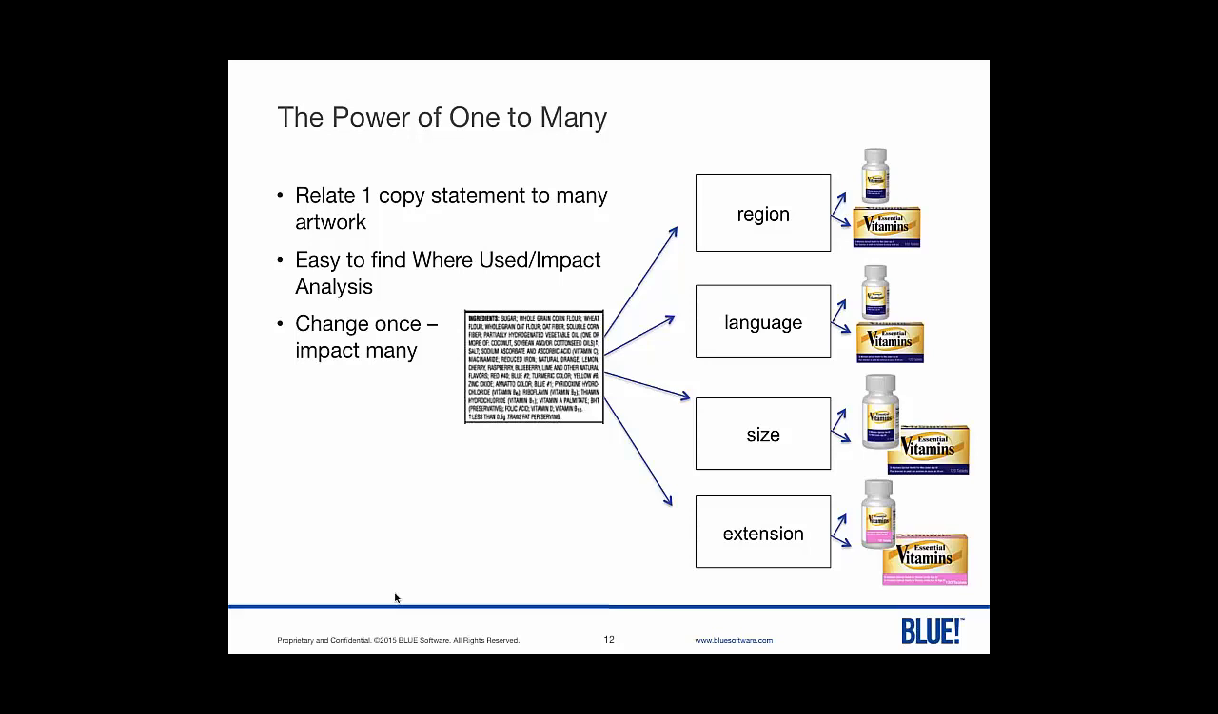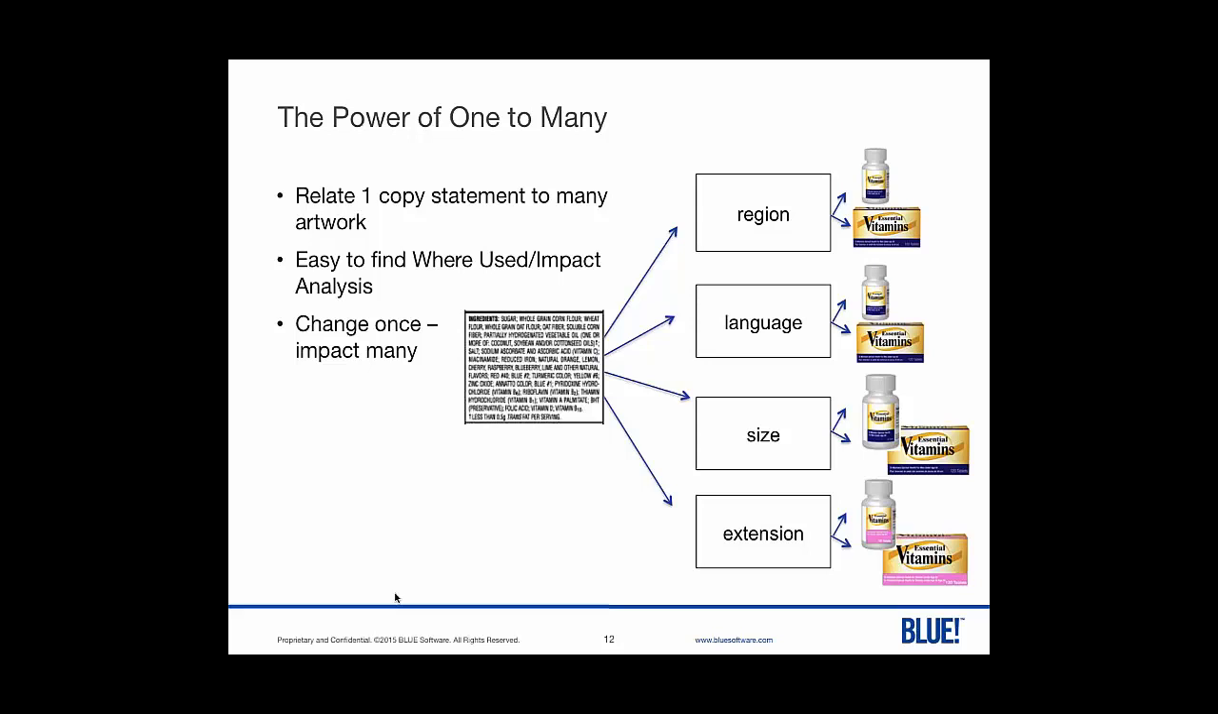So now one of the big values of the database model is that you can quickly do an impact analysis. You can identify just by looking in one place in a system that this ingredient statement is used on 25 artworks. So now you can very quickly say, okay, what's the impact of me making a change to this statement? Should I do it now, or should I wait for another regulatory change that's coming? So it gives you more information to make those decisions that you need to make to manage your portfolio of products.